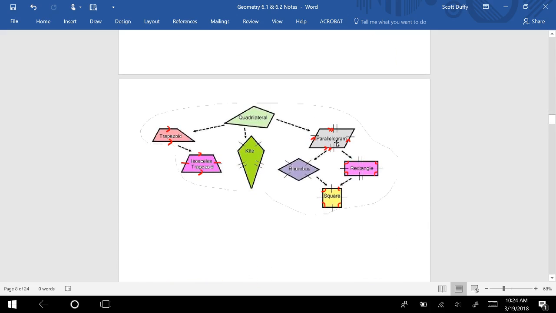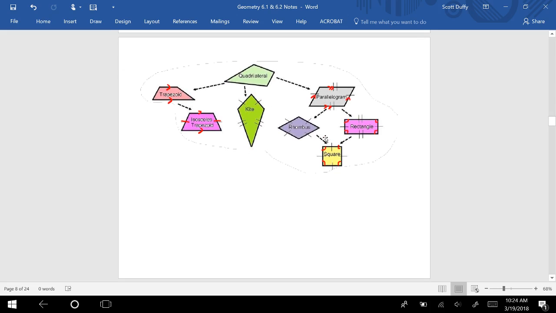This is a little flow chart showing you the hierarchy of these types of quadrilaterals. So all of these shapes are quadrilaterals. Trapezoids are off on their own because they have just 1 pair of parallel sides, and then more specific would be isosceles trapezoid. A kite doesn't have any parallel sides, just 2 pairs of congruent sides, and then parallelogram encompasses all of these.